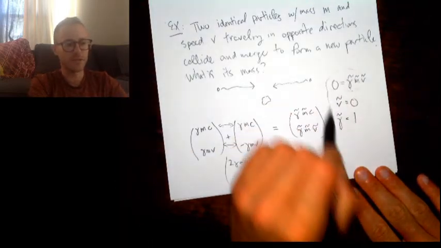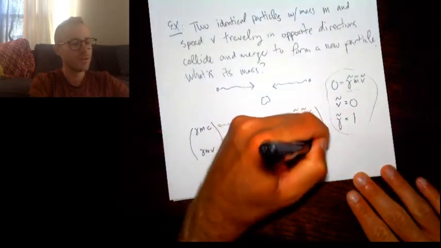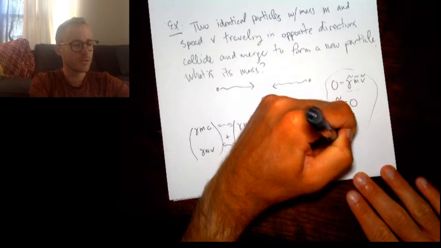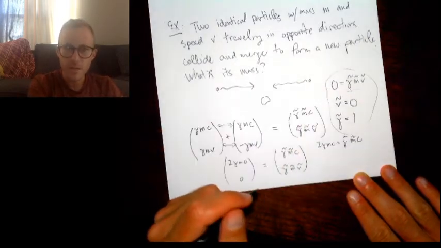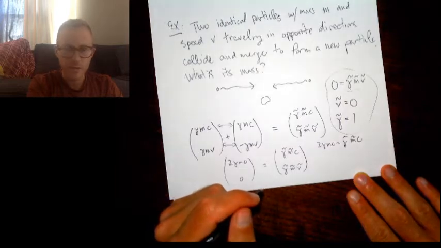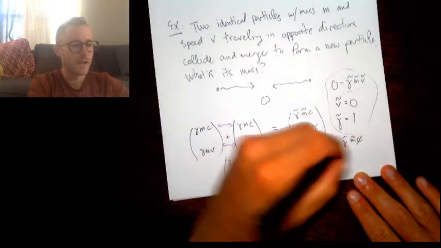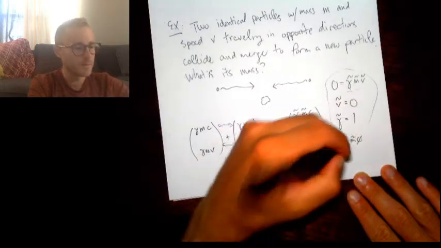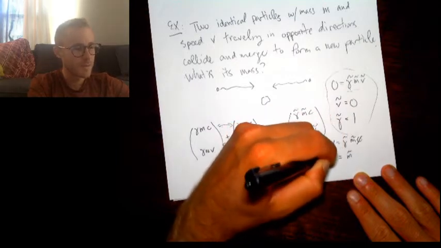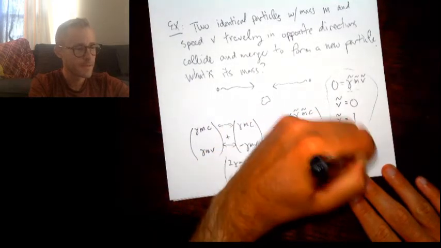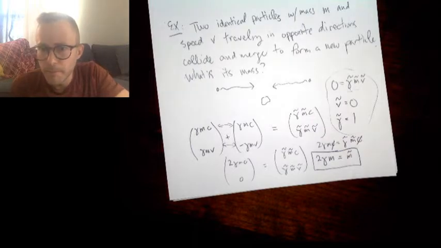Now we look at the top equation, and it says 2 gamma mc equals gamma squiggle m squiggle c. So that means that, in particular, the c's cancel out. And then I know that gamma squiggle is equal to 1. So I just get m squiggle equals 2 gamma m. So that would be my answer.